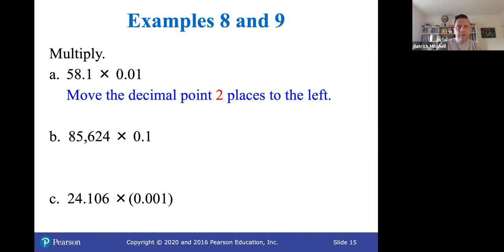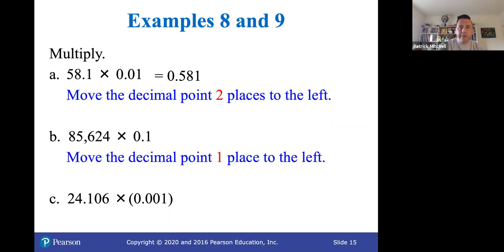All right, so for this one, we're moving the decimal point 2 places to the left because there are 2 decimal places in 1/100th. So that answer is 581 thousandths. This one is going to go 1 place to the left. Remember that when one of the numbers is a whole number, the decimal point is at the end of the number, right after the 4. So this is going to be 8,562 and 4/10.